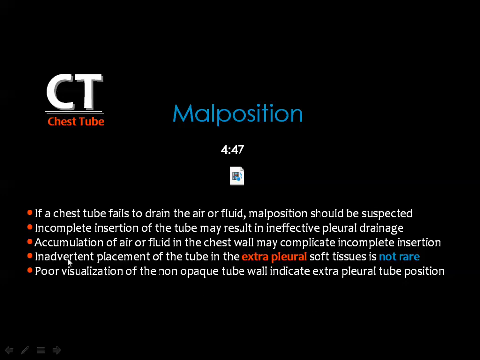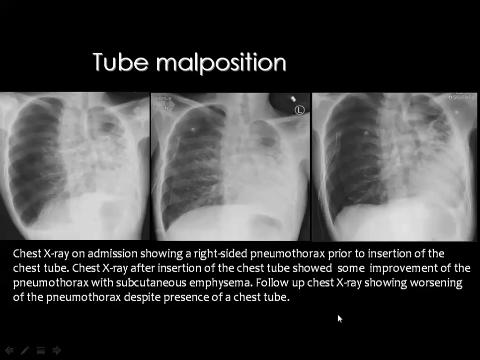And one of the possible complications is to put the tube in the extrapleural space. And this is not rare, as written in the literature. And if you fail to visualize the opaque line on the tube, that may be one of the indications that the tube has an extrapleural location.